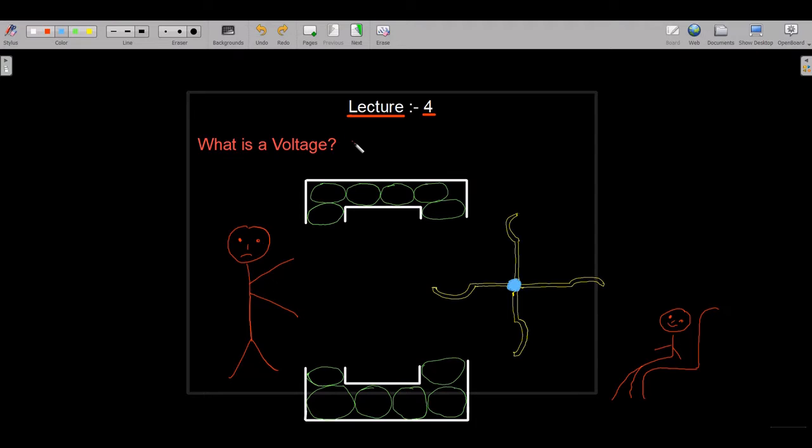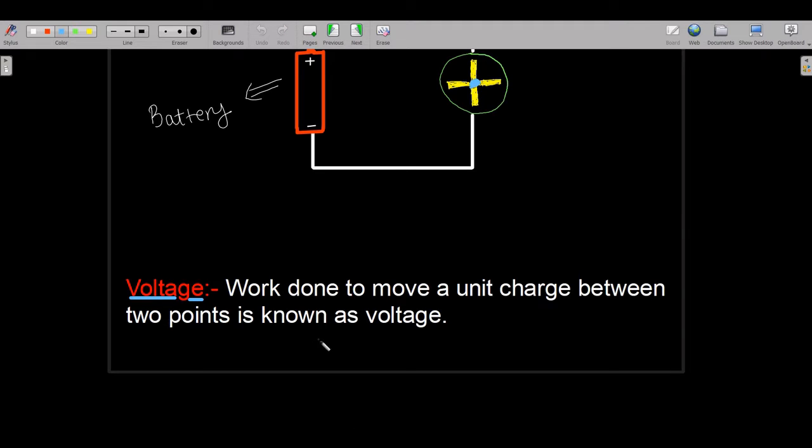In this particular lecture we are going to see what is a voltage. But before understanding the concept of voltage, I would like to see this definition of voltage first. So basically voltage is work done to move a unit charge between 2 points.